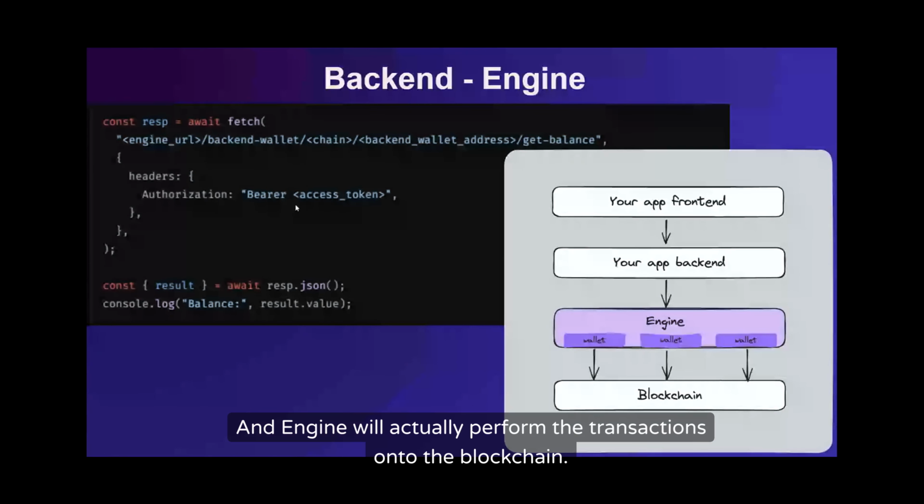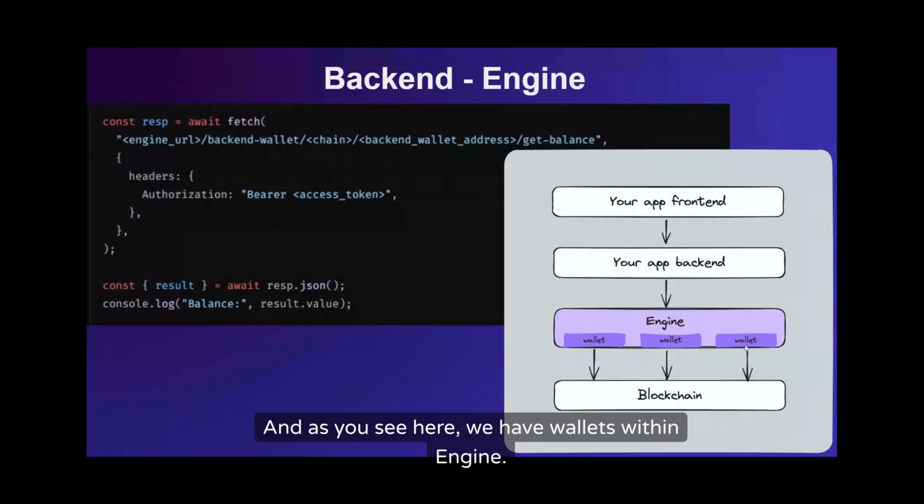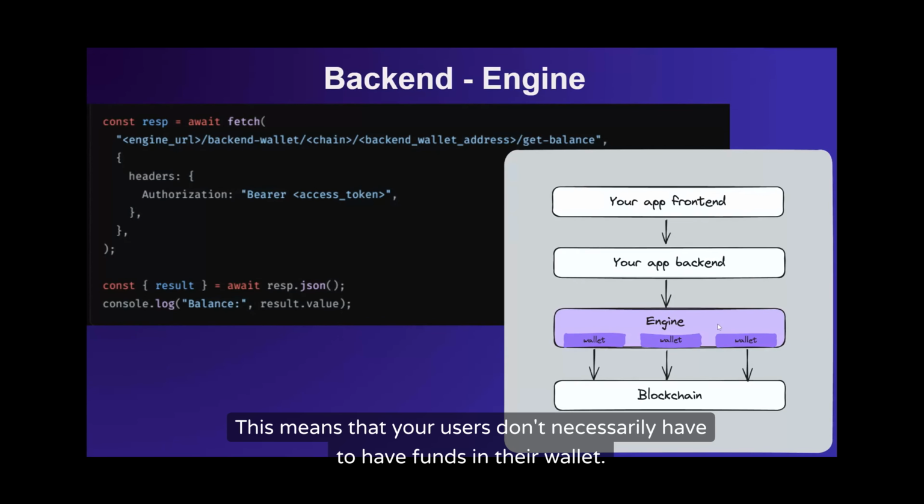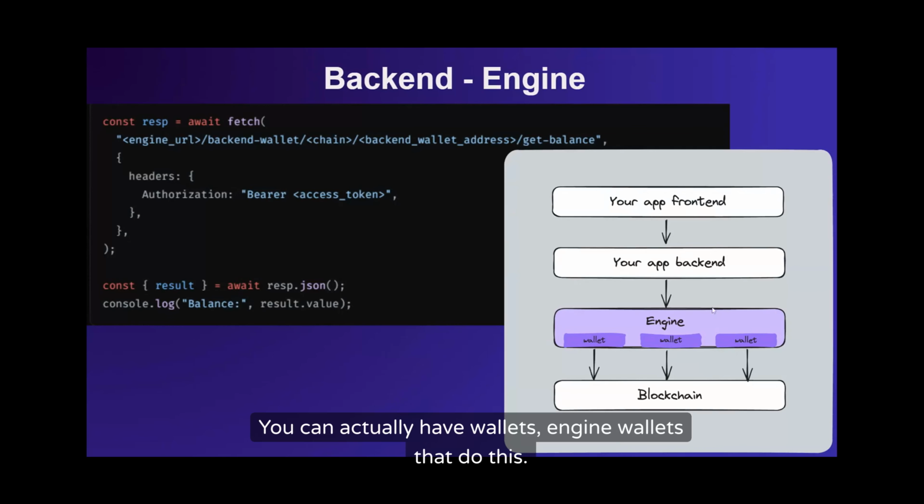An Engine will actually perform the transaction onto the blockchain. And as you see here, we have wallets within Engine. These are our backend wallets that we can use to transact on behalf of users. This means that your users don't necessarily have to have funds in their wallet. You can actually have Engine wallets that do this.